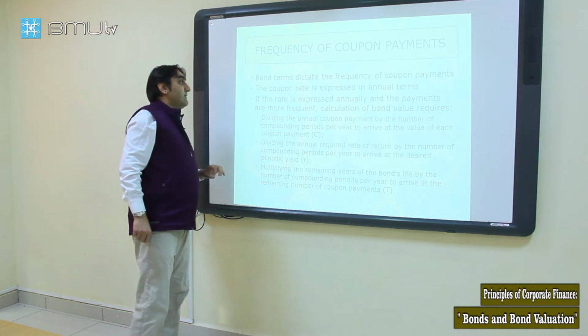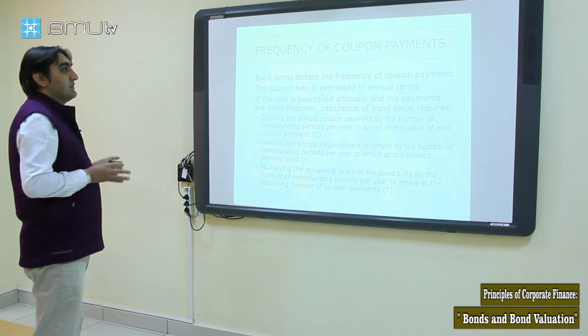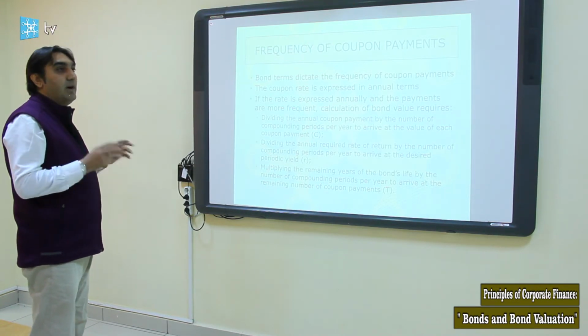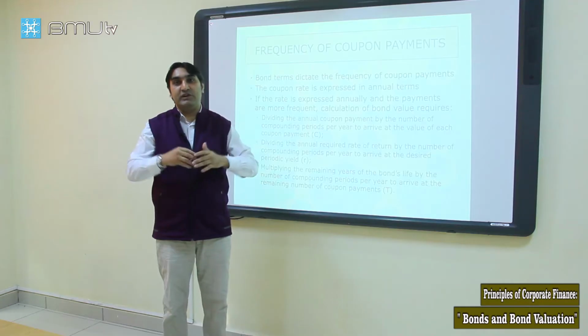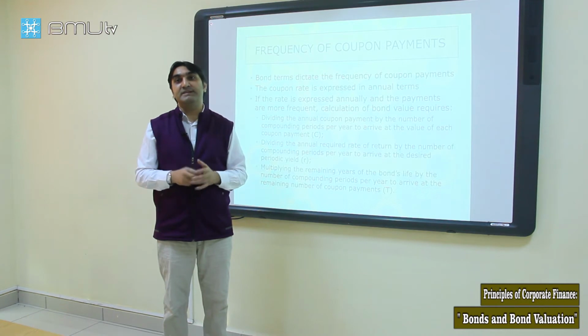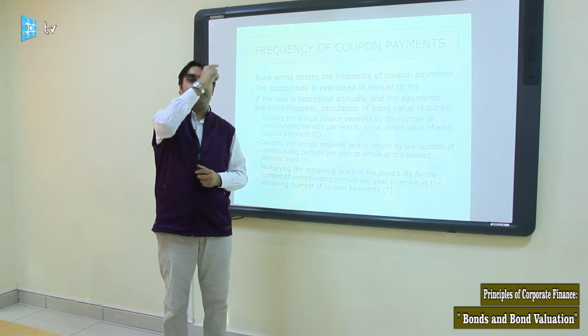Frequency of coupon payments: bond terms, the bond agreement, dictate the frequency of coupon payments. So everything about bonds is written in the bond agreement. Coupon rate is expressed in annual terms. Coupon payments, in general, are in annual terms, but if the payment schedule is different than annual, we adjust the payment according to that frequency. For example, in the US, in general, corporate bonds are paid in semi-annual periods. We need to divide the coupon payment by 2.